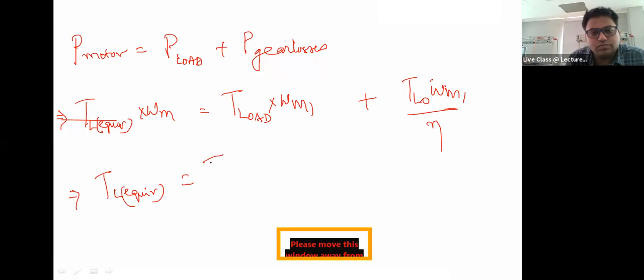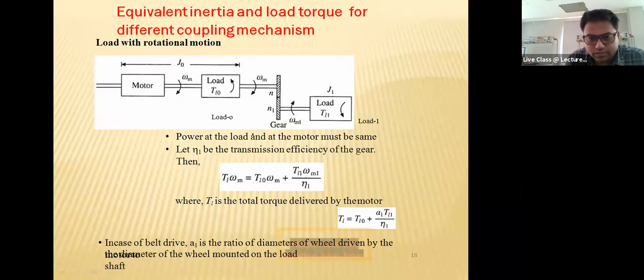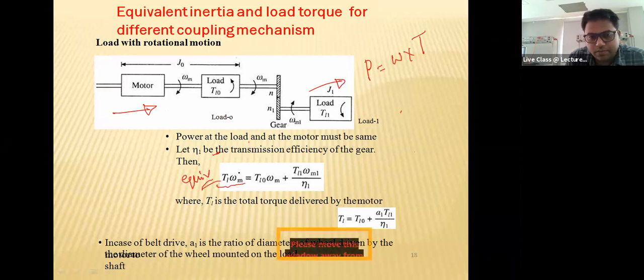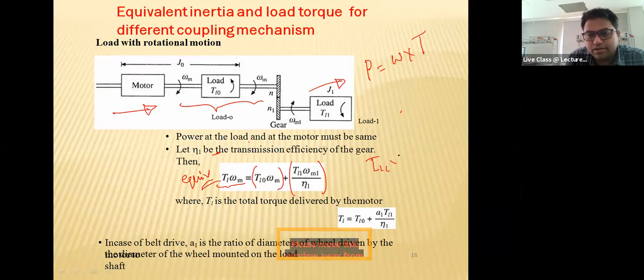So that will become TL equivalent is equal to T load, so L naught into... so this is the equation. So what we are doing is TL, this is the equivalent load torque, this is the gear side all. So that will also be referred to omega M side only. And finally, this is the load side. This load side will be TL1 into omega M1 by efficiency. Why is the efficiency coming into the scene?